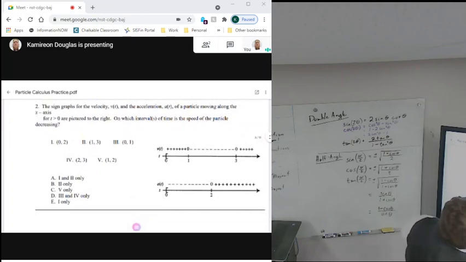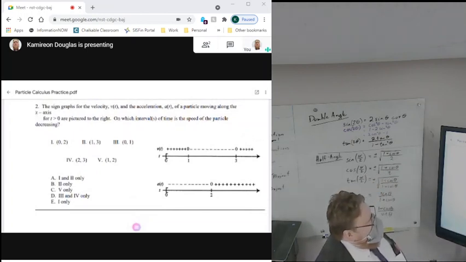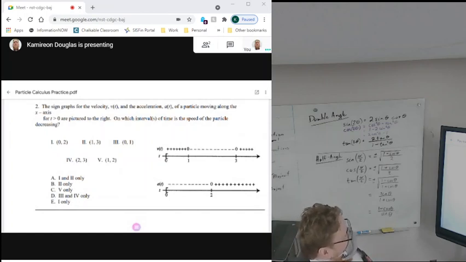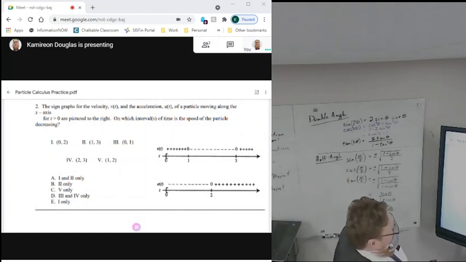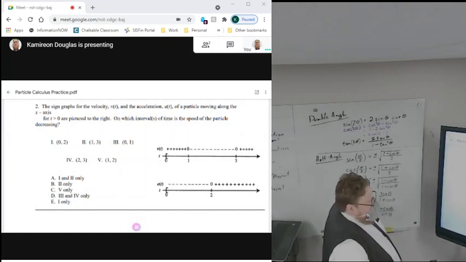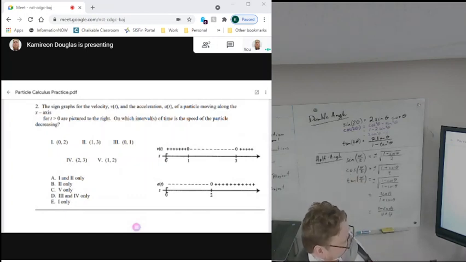Number 2. The graphs for the velocity v of t and the acceleration a of t of a particle moving along the x-axis for t greater than 0 are pictured to the right. On which intervals of time is the speed of the particle decreasing? So, what does that mean? What does it mean when it says the speed of the particle is decreasing? The acceleration is negative. So, where does that happen?